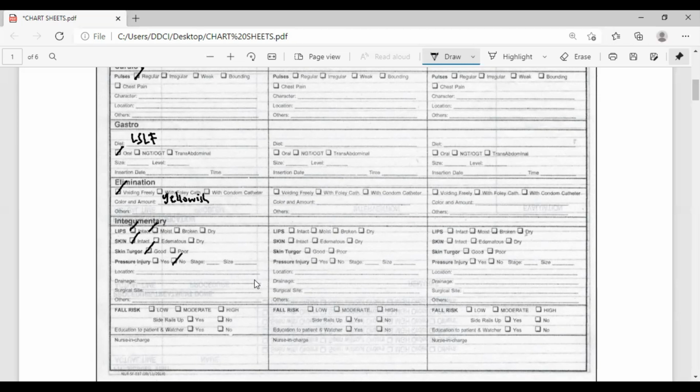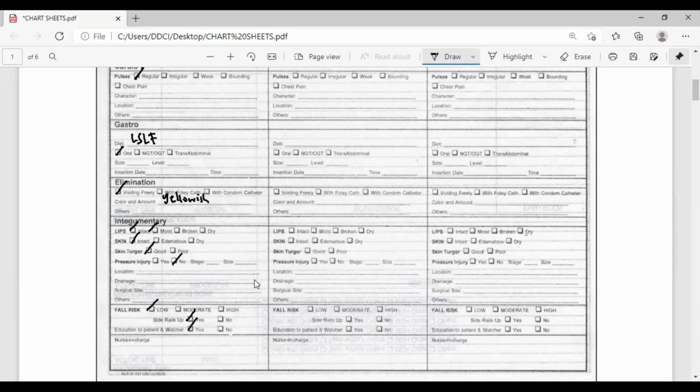And then if there is a pressure injury, you have to put the location, drainage, surgical site, and others. Okay. Then fall risk, identify the fall risk of the patient. It can be low, moderate, or high. So if it's low, you check low. Then always make sure that you check the side rails are up, because you have to make sure that the side rails are up for the patient to prevent the patient from falling. Okay, then education of the patient and watcher, this is also a must. So you always have to do this so that you can check the yes box.